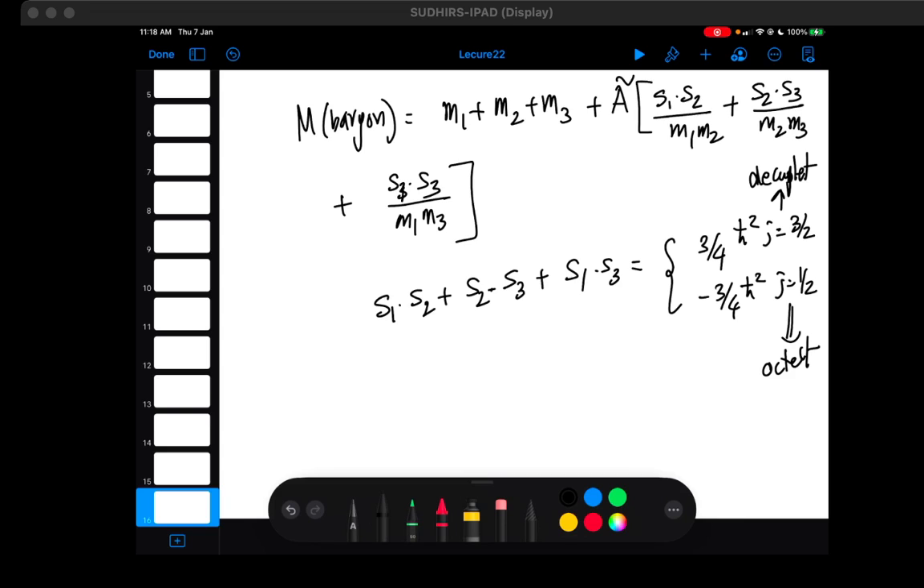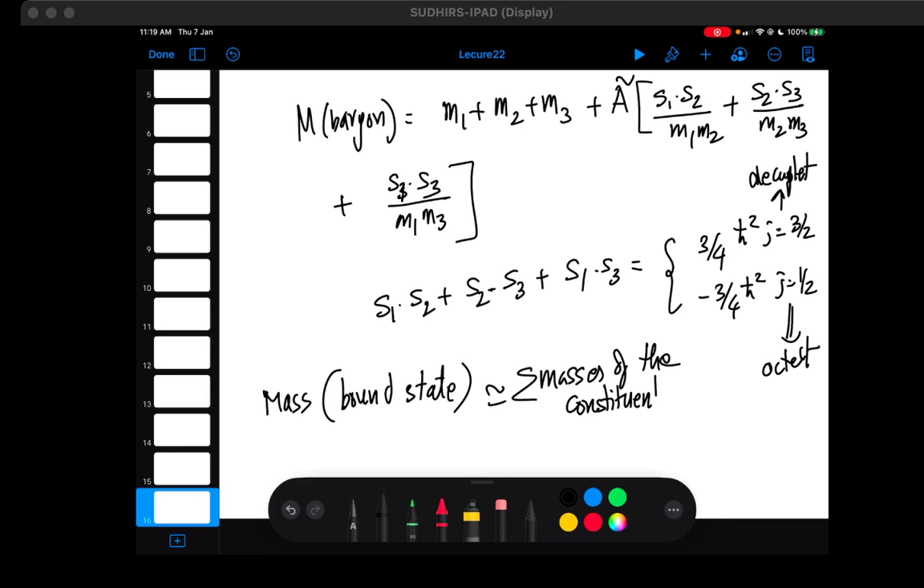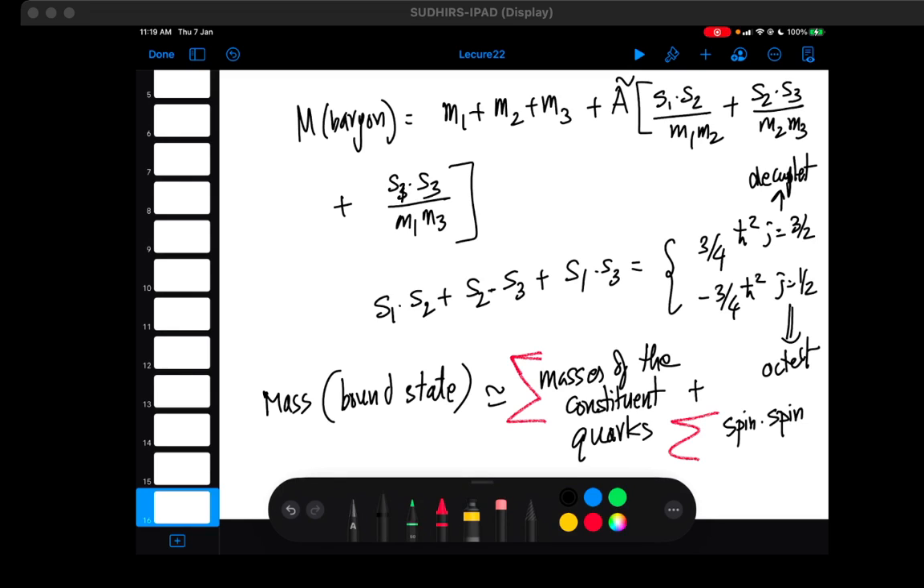So empirical formulas tell you that the mass of the baryon or the bound state is the sum over all the masses of the constituent quarks, plus the sum over the spin-spin interactions. If it is a meson, then it's only two constituent masses, and if it is a baryon, it is three constituent masses, times the spin-spin interactions, all possible spin-spin interactions.